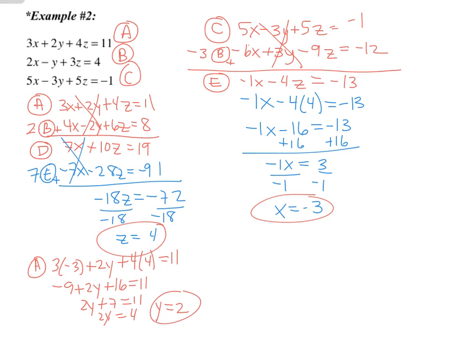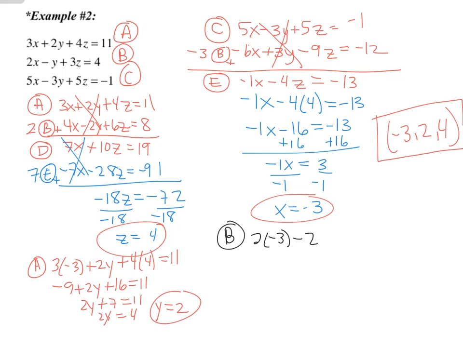So I have my three values, so my ordered triple is negative 3, 2, 4, x, y, z, alphabetical order always. That's my solution, and then I just need to check it. So since I used equation A to find the y value, I'm going to check it in equations B and C. So 2 times the x value minus the y value plus 3 times the z value equals 4. So let's see if it really does equal 4. 4 equals 4. Check.